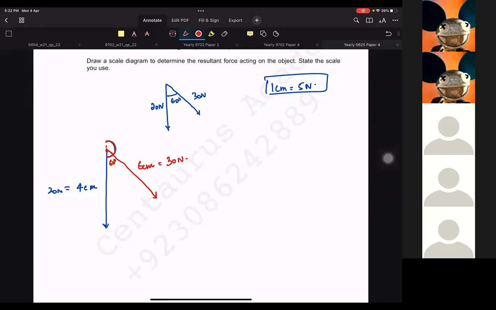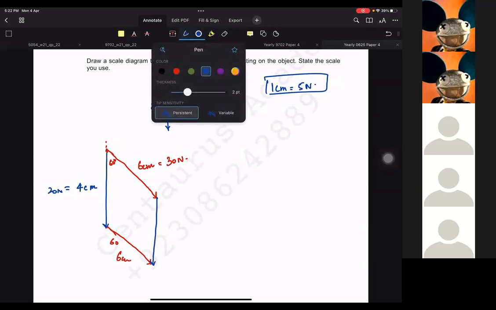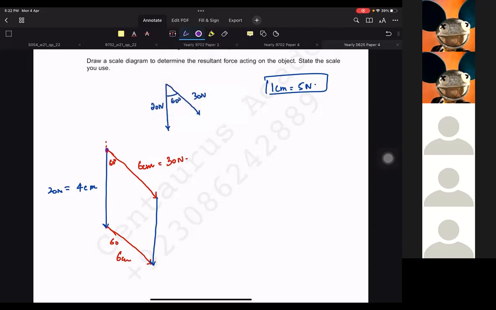Then to make a parallel line, I'm going to put my protractor right here, and measure 60 degrees again, and extend it like this, 6 centimeter. This can be drawn exactly like this. So this is a parallelogram. So I'm going to remove my protractor then. Now you will start drawing your resultant from this point, ending the resultant at this point. So it should be aligned like this.